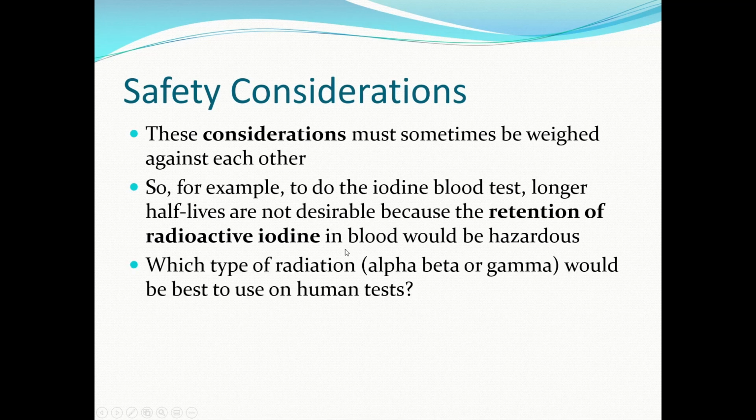So you don't want something that has like a 3-day half-life because it's going to stay in you for a long time. And what type of radiation, alpha, beta, or gamma, would be best to use on humans? Well, if you have alpha inside of you, it can be close to your DNA and it can cause a lot of damage, and it also has a bad penetrating ability. So it wouldn't be able to get through your skin to be tested. So alpha would be bad, right?